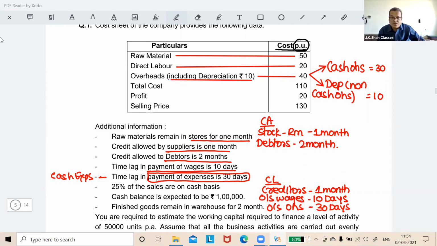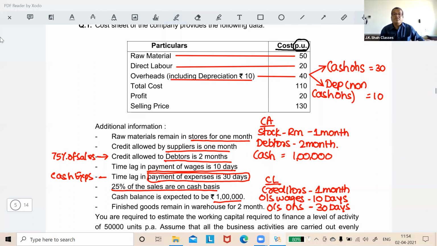30 days. 25% of the sales on which basis? Cash basis. So in our calculation, they have to be 75% of sales. Remember that. Cash balance is 1 lakh. I told you that will be given in the question. So cash balance required is how much? 1 lakh. That management decides.